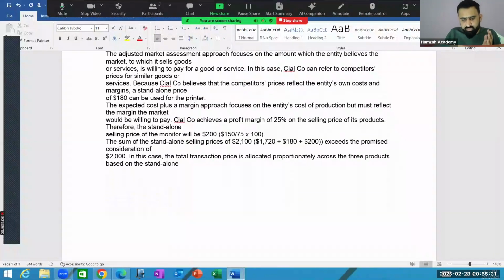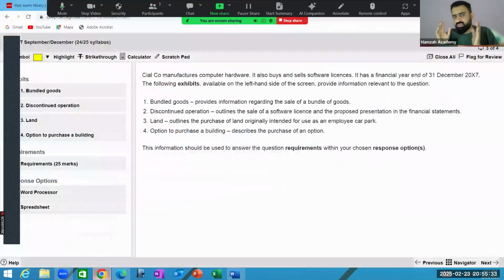So again, we have a short time, but if you have the knowledge and the skill to apply that knowledge, that is enough to pass the SBR exam, sufficient to pass the SBR exam.